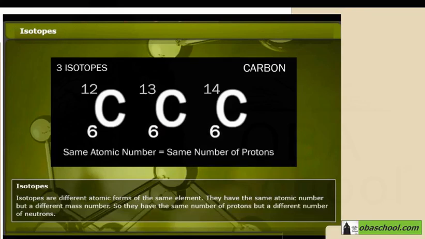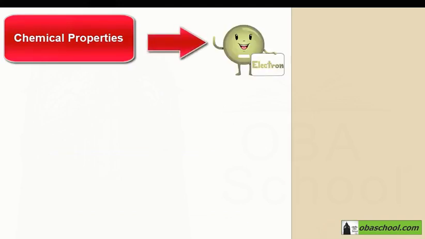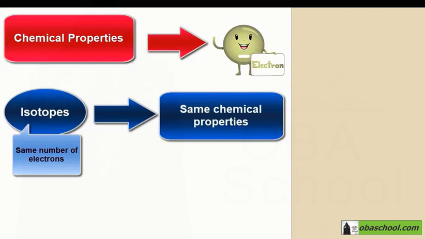And here's the definition of isotopes. They have the same number of protons and electrons, but a different number of neutrons. The chemical properties are usually determined by the number of electrons of the element. And since isotopes have the same number of electrons, then isotopes of an element will undergo the same chemical reactions. The only difference is in their masses.